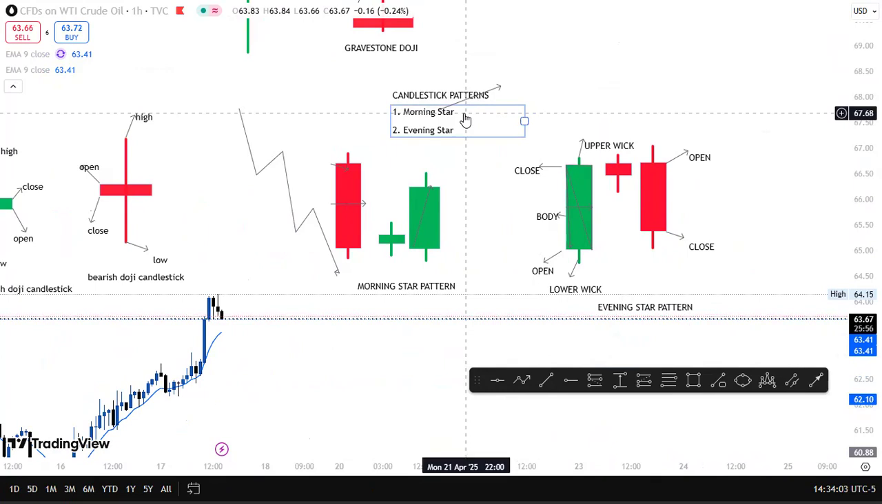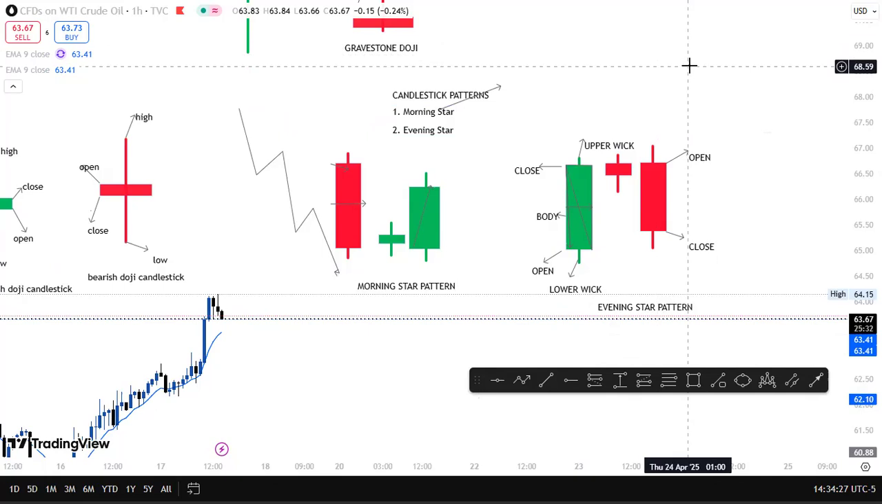I said the morning star candlestick pattern is a bullish reversal pattern. It occurs at the bottom of a downtrend, and it consists of 3 candlesticks. The first one is a bearish candle, the second one can be either bearish or bullish, and the third candle has to be a bullish candle, and it has to close at least at the midpoint or above the midpoint of the first candle.